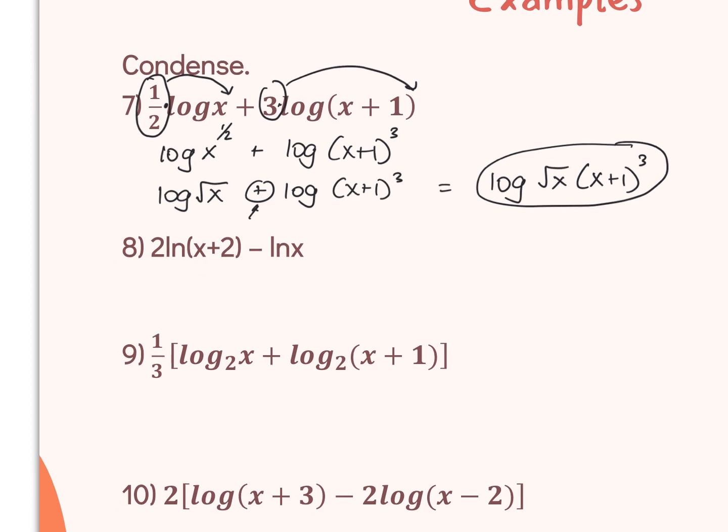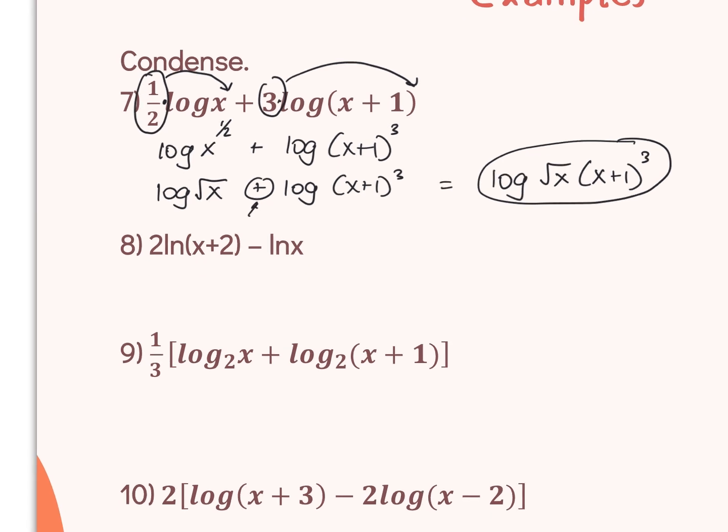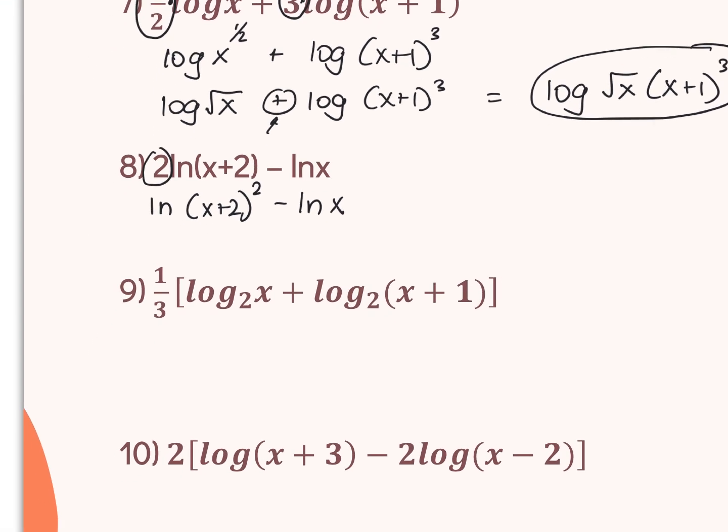Okay? I go to the next one, and I do the same thing. So first of all, I see this number here in the front, so I know that this is the natural log of x plus 2 squared minus the natural log of x. And then I know that it's a minus problem, so this is going to be the natural log of x plus 2 squared over x. And I think that this would be sufficient as your answer. I don't think you need to keep going and do anything with the top. You can leave it in that form.